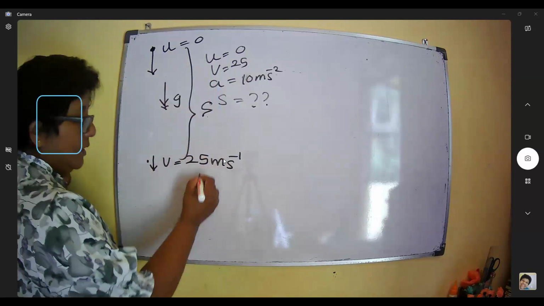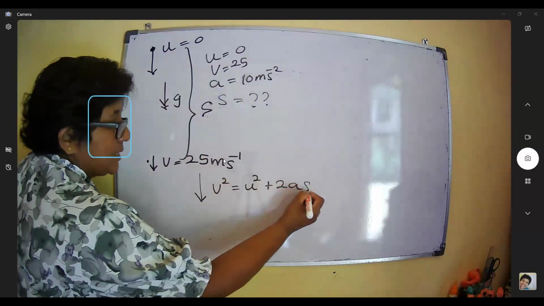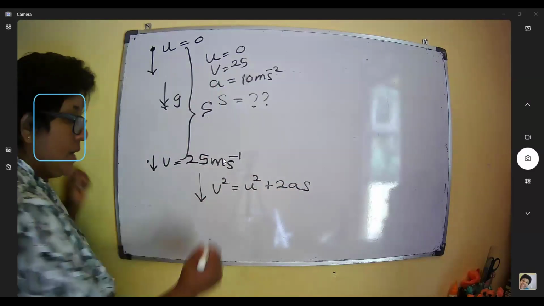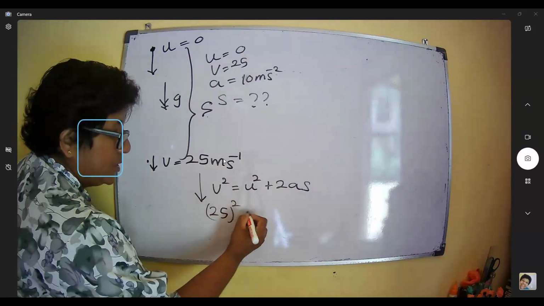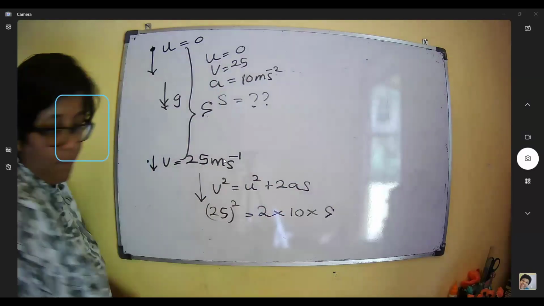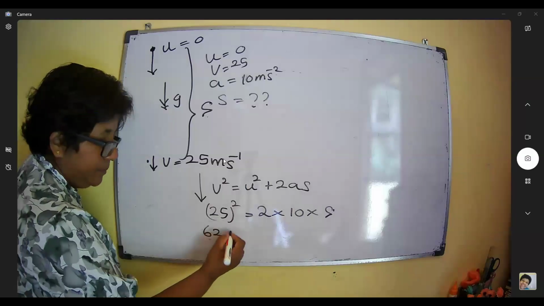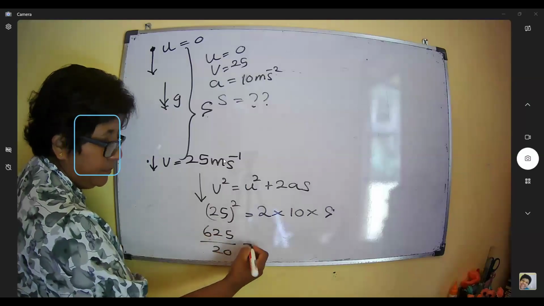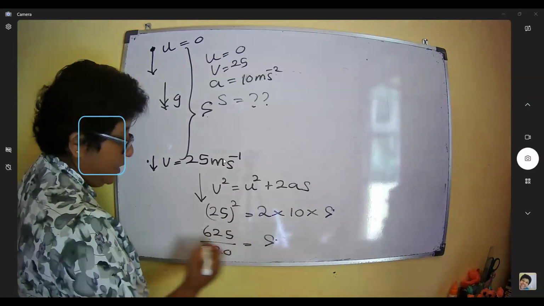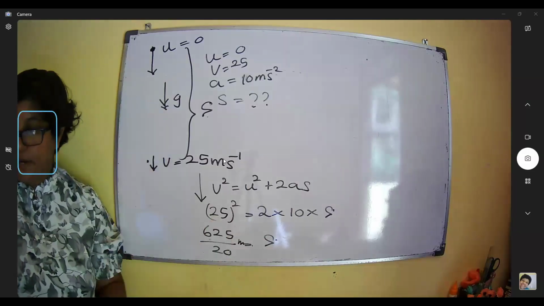I'm taking v squared equals u squared plus 2as in the downward direction, right? All are down. Then v squared is 25 squared, equals 2 into 10 into S. We can find the value of S using the kinematic equation, right?